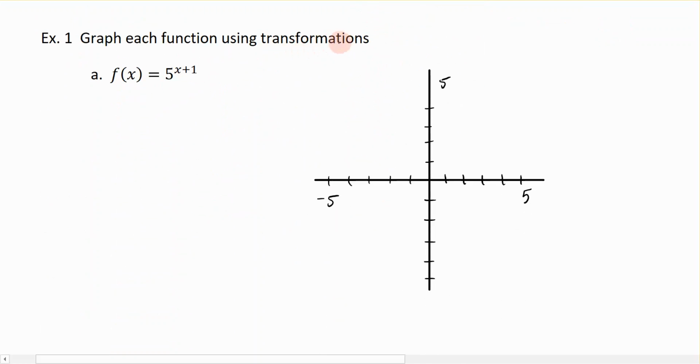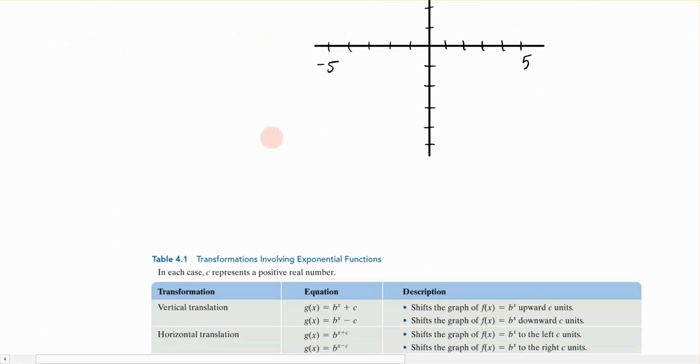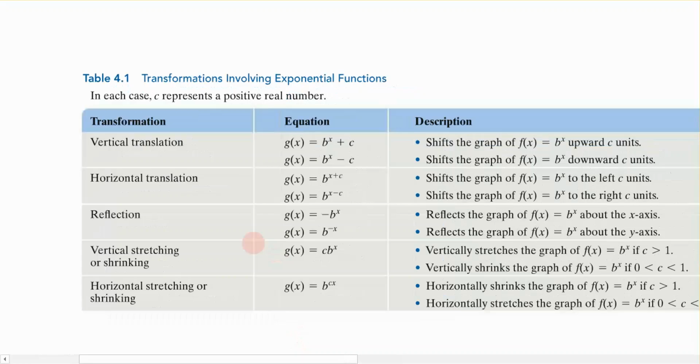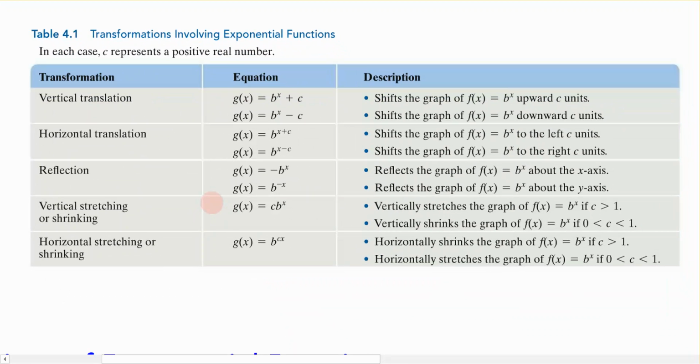Now, let's talk about how to graph our exponential function. We're going to do it using transformations. Recall from a previous lesson or several lessons ago that we can graph functions by using transformations, or in other words, shifting the function left, right, up, down, and so forth. So I gave you a summary of those translations right here. We have vertical translations which shift up and down, horizontal translations which shift left or right. We have reflections which we can either reflect across the x-axis or maybe the y-axis.